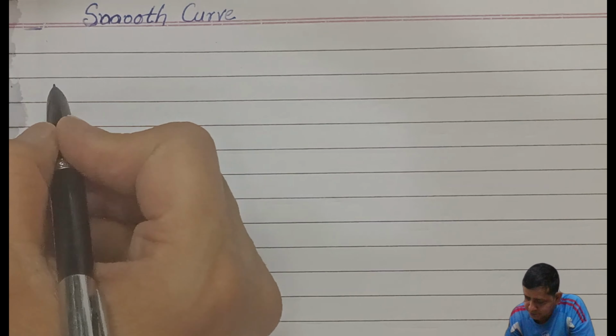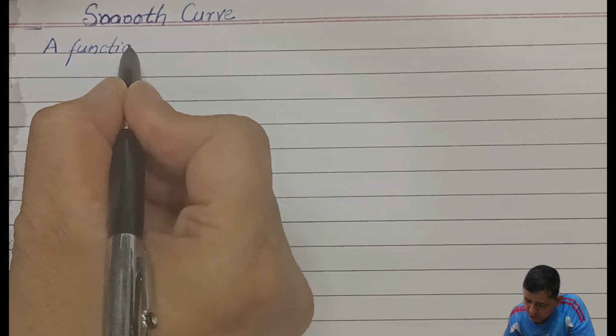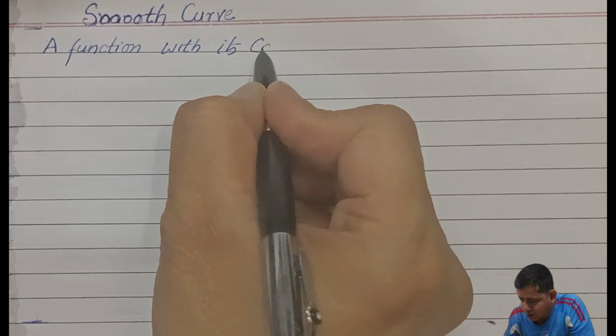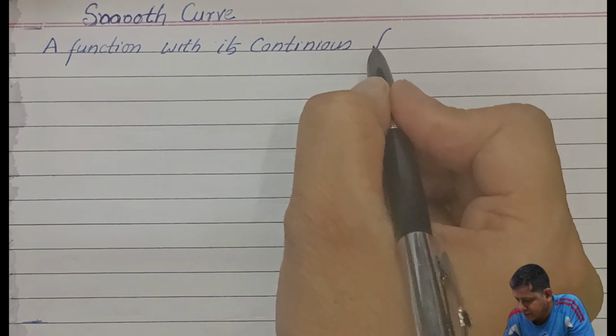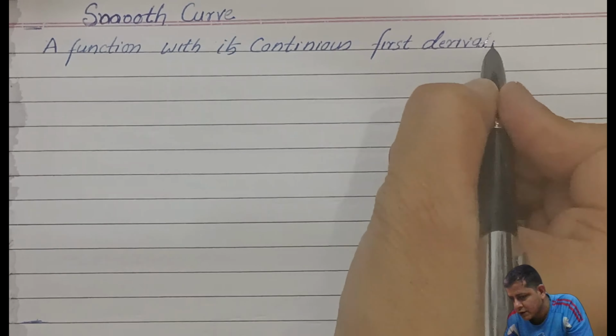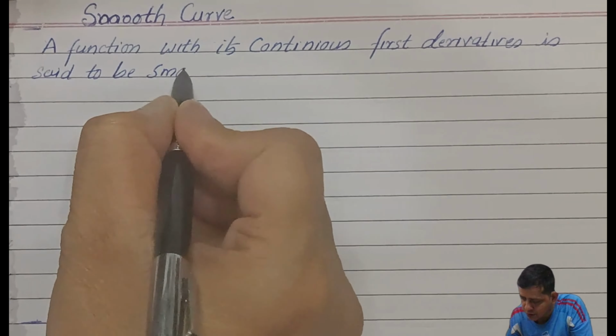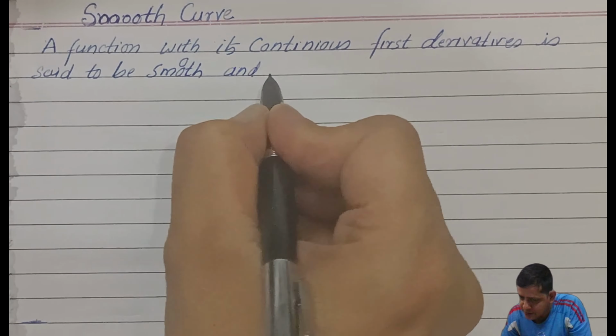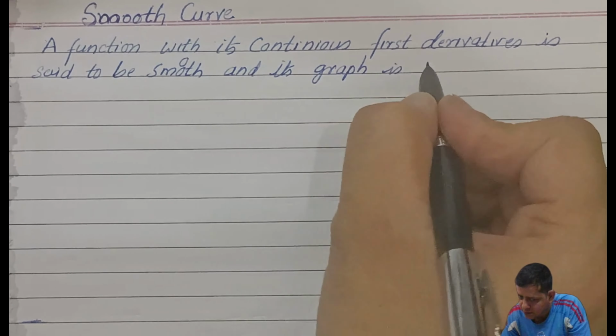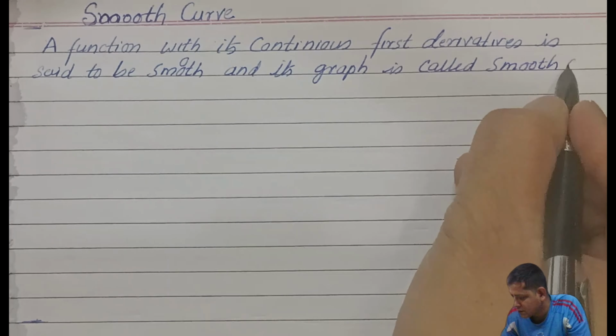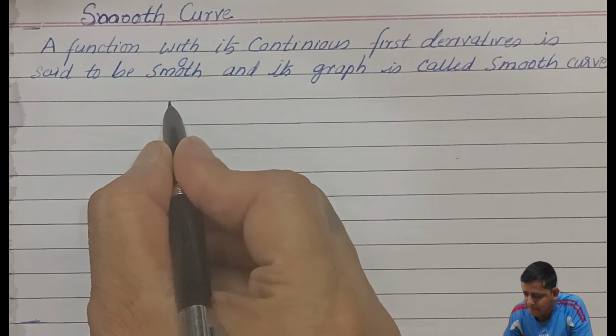Okay, smooth curve. A function with a continuous first derivative is said to be smooth, and its graph is called a smooth curve. Okay, let's see the graph.